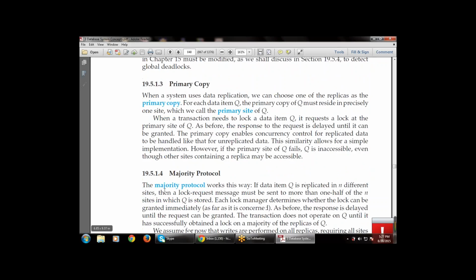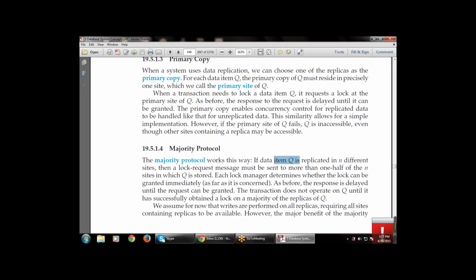The next is the majority protocol, which works this way. If the data item Q is replicated in n different sites, then a lock request message must be sent to more than one half of the n sites in which Q is stored. Each lock manager determines whether the lock can be granted immediately or not. As before, the response is delayed until the request can be granted.